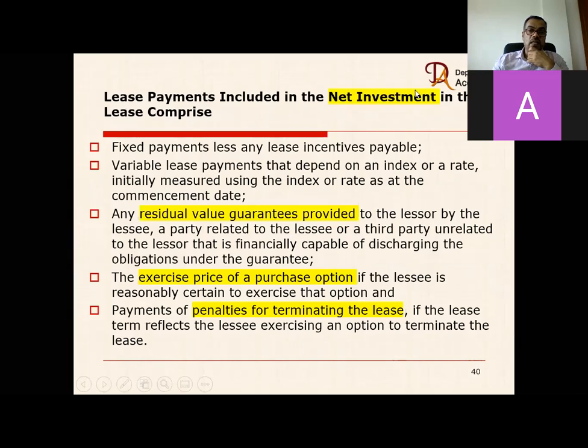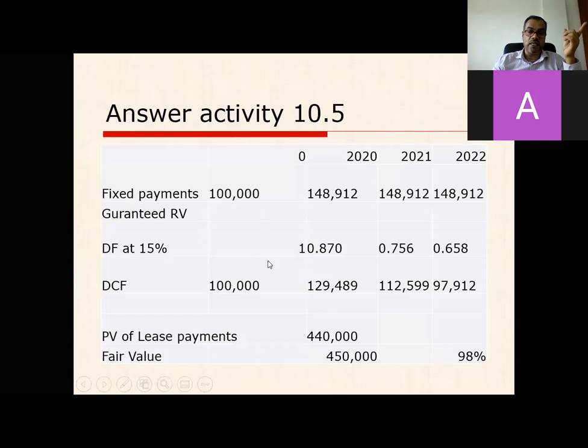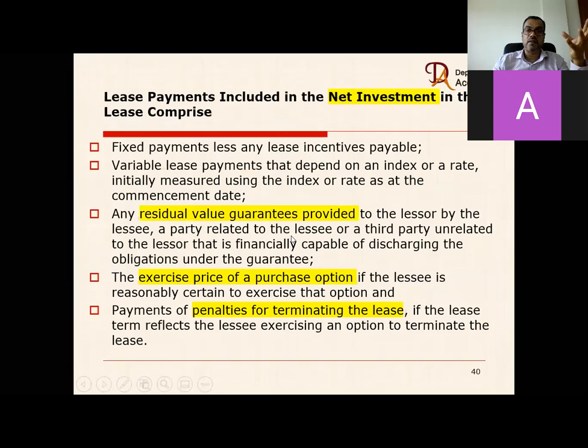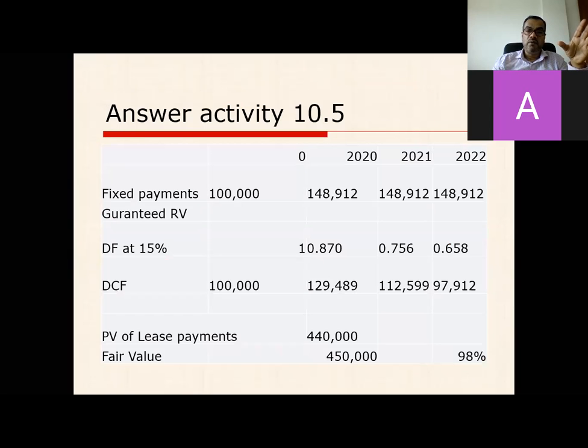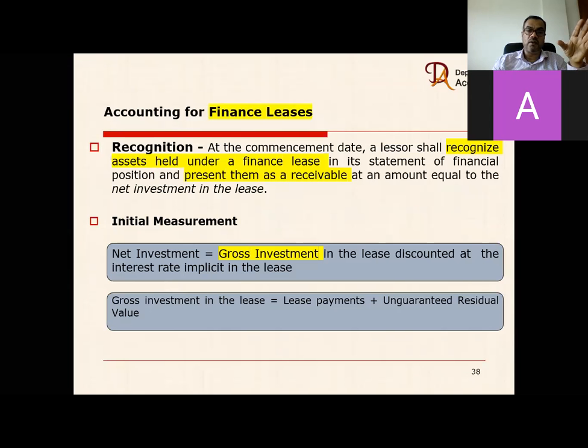Lease payments included in the net investment. What are they? Net investment, going back to this, what is the net investment? 440. Then you can understand to some extent. Fixed payment less any lease incentives paid. So any rebate, incentives, refund, those things have practical relevance. After deducting all these things, what are the fixed payments? In this example, fixed payment is 148,000.